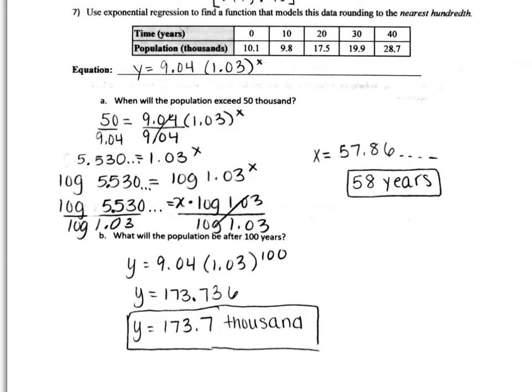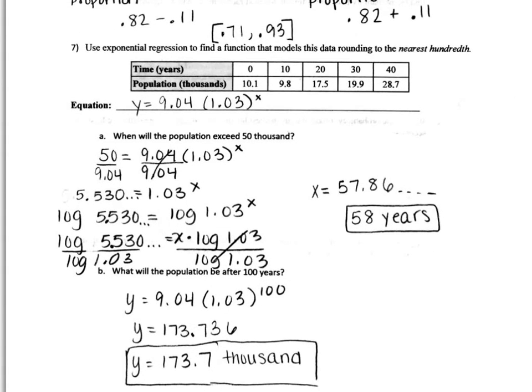Okay, so question number 7 says, use an exponential regression to find the function that models this data, rounding all values to the nearest hundredth. So to get this equation, I used the list in the calculator, and I put time in L1, and I put the population in L2. Once I did that, I followed the steps in my calculator and hit exponential regression. When I did that, I was able to get these values for a and b. So take a minute, see if you can get that.